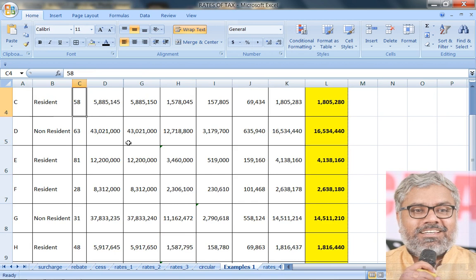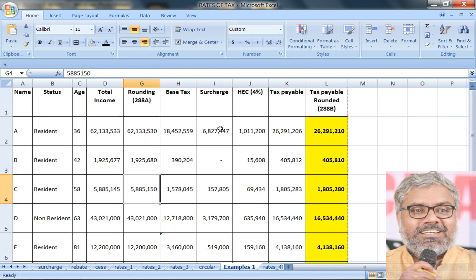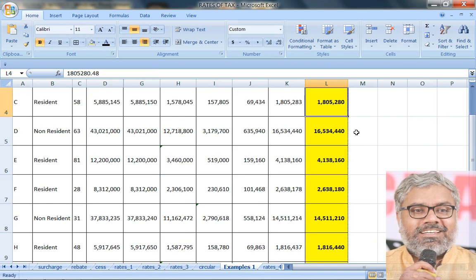Then C, resident but 58 years. So normal person once again, but income is 5 crores 58 lakhs 85,150, that is rounded first. Calculation of tax is once again same. Since the income has exceeded 50 lakhs but did not exceed 1 crore, the surcharge applicable is 10%, that is calculated. Cess is common, so final answer is 18 lakhs 5,280.